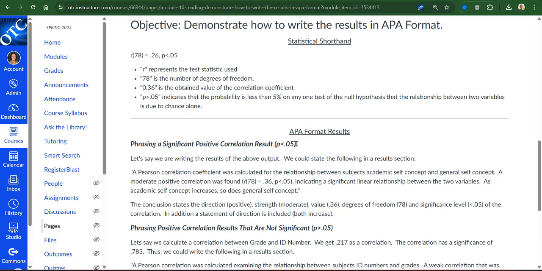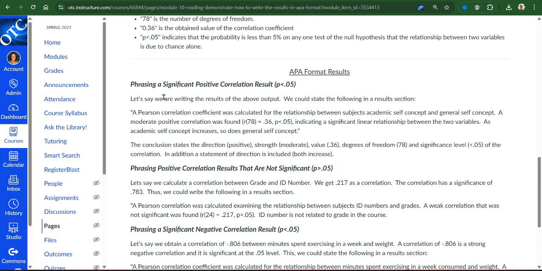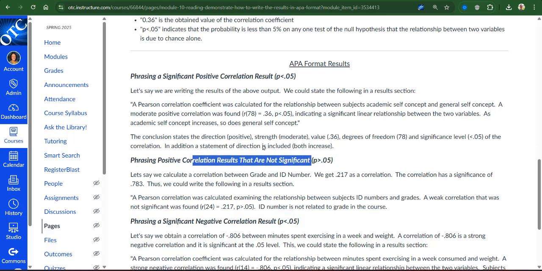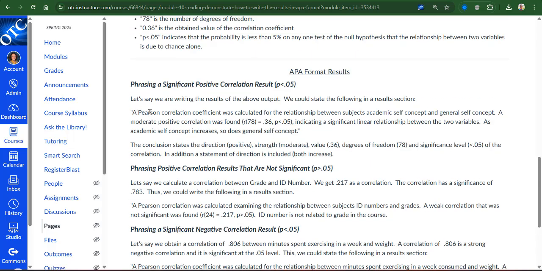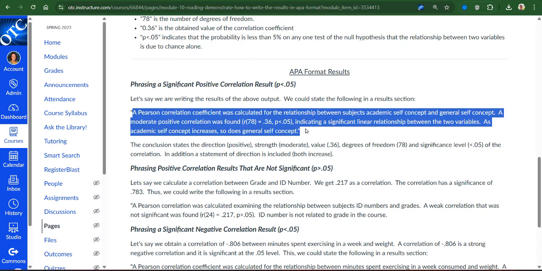Depending on what you have, you're going to use one of these templates. I've got significantly positive, positive correlation that's not significant, negative correlation that is significant, and a negative correlation that is not significant. So there's four options this week. Since I've got this one, this is the template you'll use.